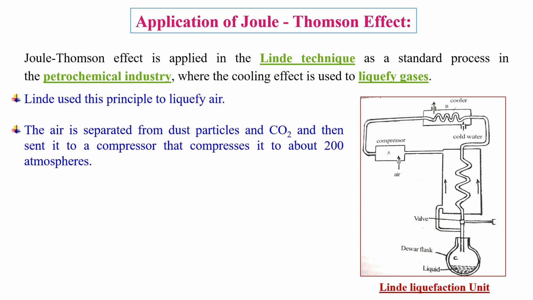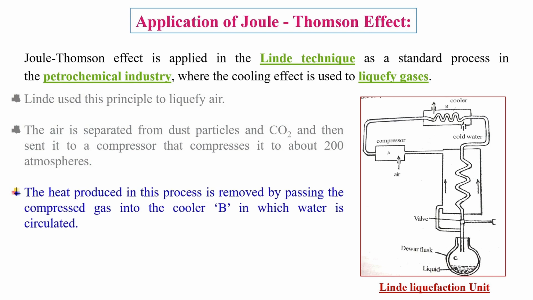The air is separated from dust particles and carbon dioxide and then sent into a compressor that compresses it to about 200 atmospheres pressure. The heat produced in this process is removed by passing the compressed gas into the cooler B, in which water is circulated.